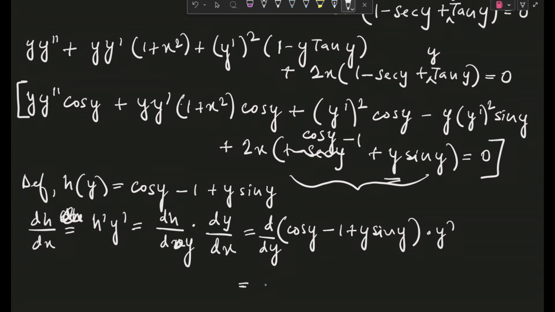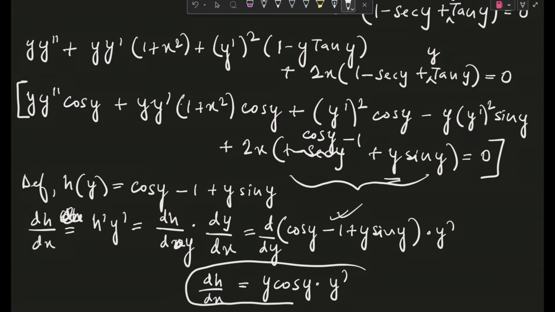So guys, I am not going into this particular simplification. It will be pretty easy. I am writing the result directly. It is actually coming out to be y cosine y times y dash. This is, I guess, dh by dx. Now put this in a box because this will be important. So guys, I am changing the page and writing.